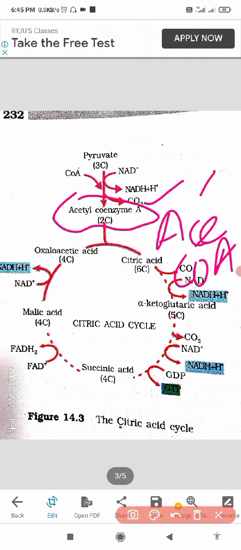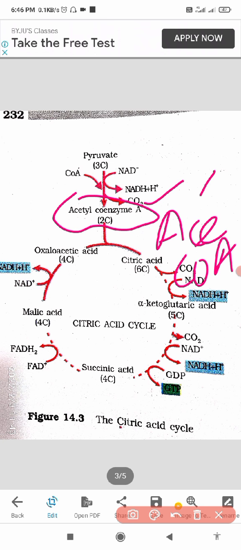And the action of this enzyme, which is called nicotinamide adenine dihydrogenase, it absorbs the hydrogen from this OA, which results in formation of malic acid 4C, and from citric acid, when it provides the hydrogen to the citric acid, then the release of the carbon dioxide will be there.